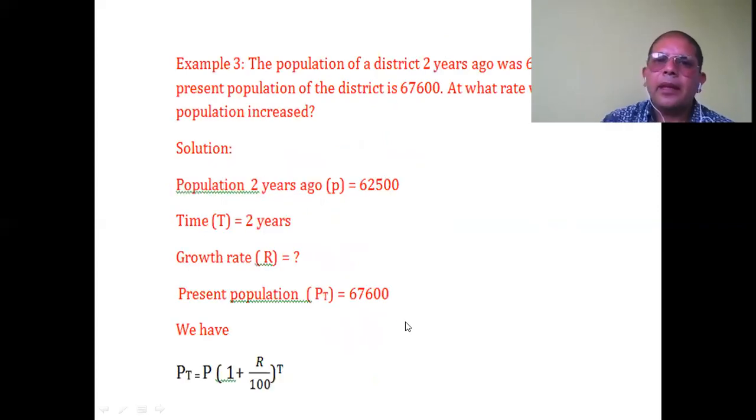Example number 3: the population of a district 2 years ago was this. So it is the initial population. The present population is this one, and at what rate was the population increased? Time is 2 years. Initial population 62,500. Present population PT is equal to 67,600, and PT is equal to P times (1 plus R by 100) power T. It is our formula, so substitute all values.